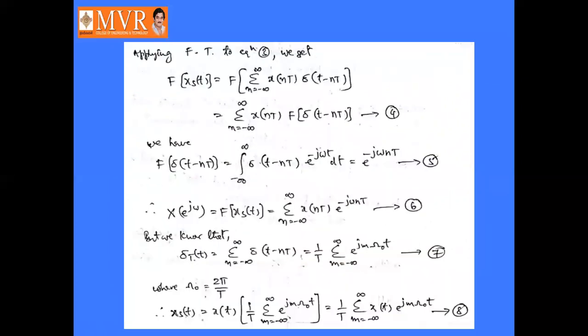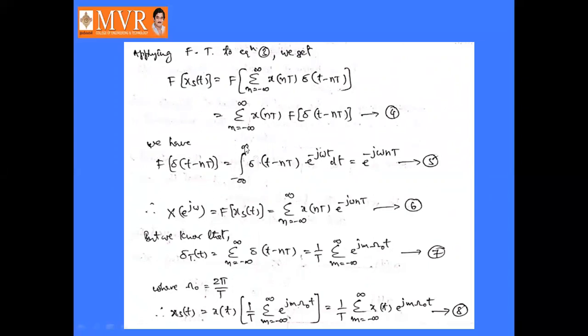Applying Fourier transform to equation number 3, we get the Fourier transform of xs of t equal to the Fourier transform of the sum over n equal to minus infinity to infinity of x of nT into delta of t minus nT. Or we can write this as the sum over n equal to minus infinity to infinity of x of nT into the Fourier transform of delta of t minus nT. That is equation number 4.